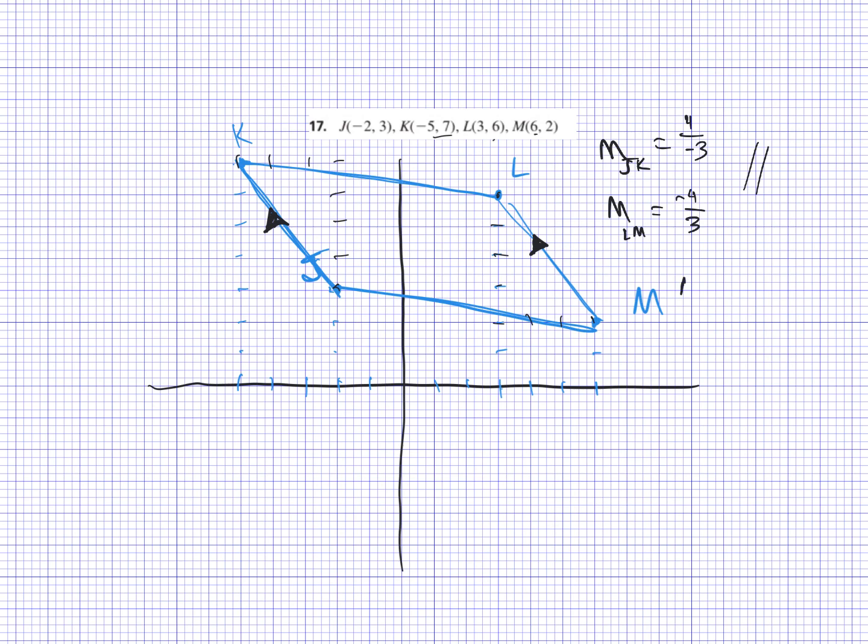So now you have to do the others. The slope from K to L, I go down 1 and over 8. And the slope from J to M, down 1 and over 8. And they have the same slope. So those two would be the next pair of parallel lines. And since we have opposite sides being parallel, by the definition of a parallelogram, both pairs of opposite sides are parallel.